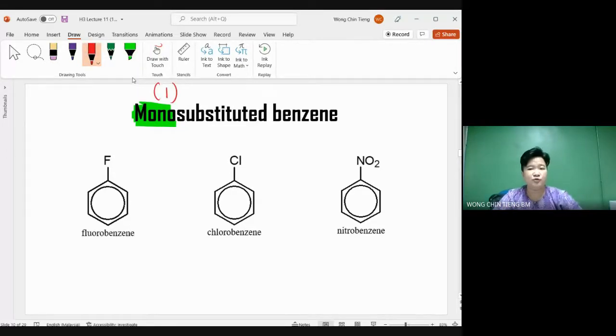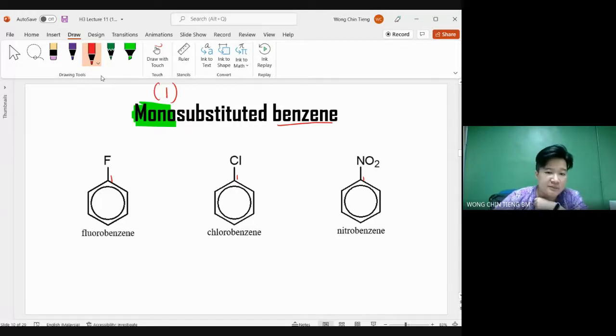Bila kita ada satu substituent pada benzene, do you realize that saya tak letak nombor satu? That's the difference. Okay, kenapa saya ajar yang ni? Kita tak perlu letak nombor satu. Kenapa tak perlu letak nombor satu kat sini? Because when your benzene has only one substituent, that guy would definitely pegang nombor satu. When that guy definitely pegang nombor satu, kita tak perlu letak satu tu.